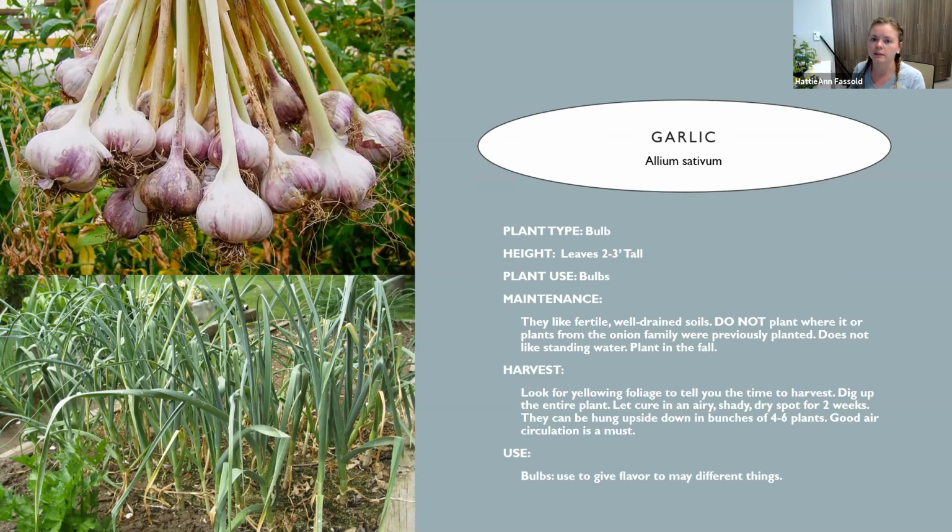You want to switch places, just because certain things either put stuff into the soil or they take it out. And then you want to plant the bulbs in the fall, like any other bulb, and then in the spring they'll shoot up, and then the leaves will start to die back. And once they start to die back, you know that it's time to harvest your bulbs.